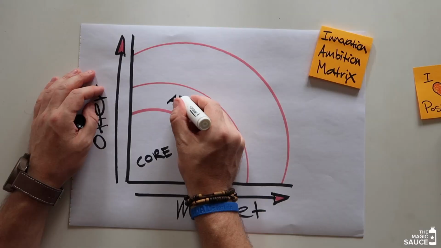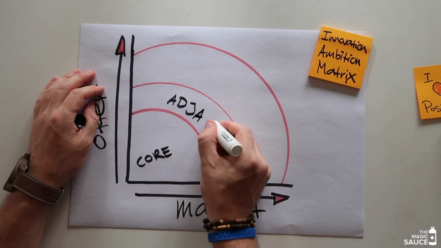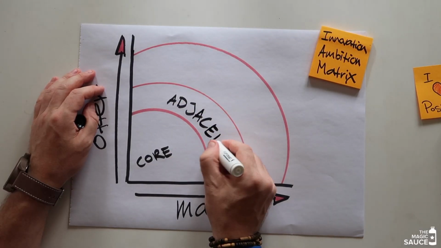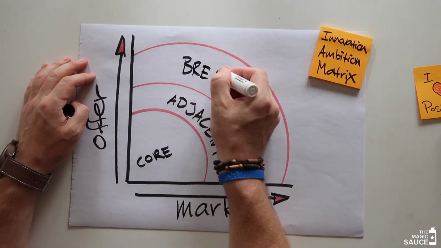And the second kind of line is called adjacent. That's where businesses venture into new territory. New territory in terms of new offerings and new products, or maybe new markets. If they really pushed it out there, this is what people call break.